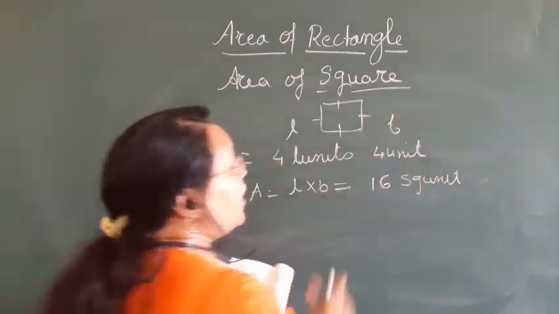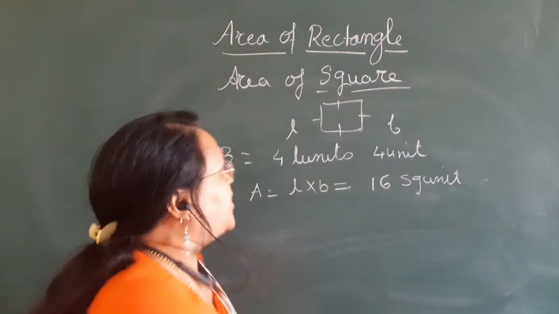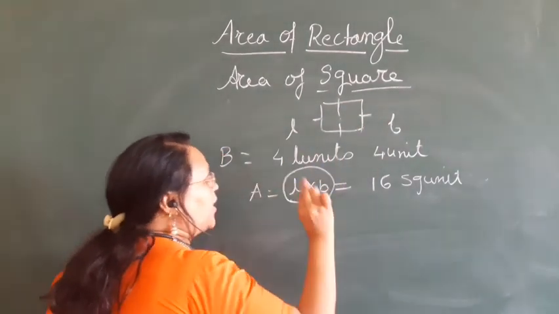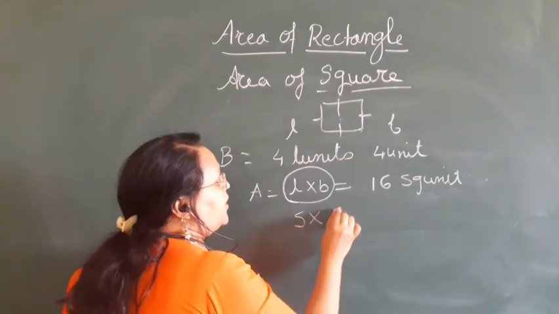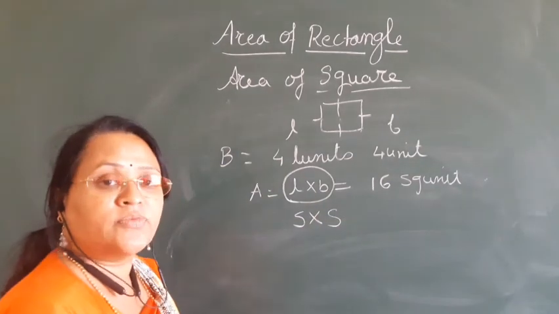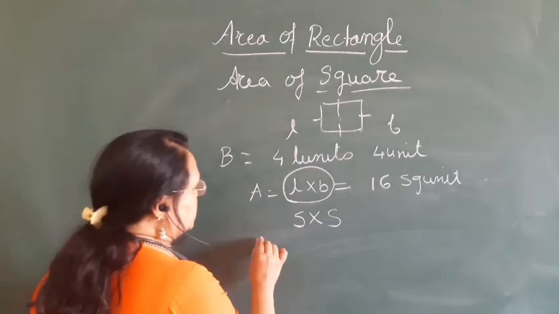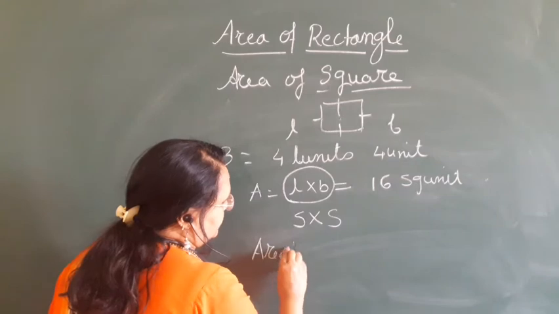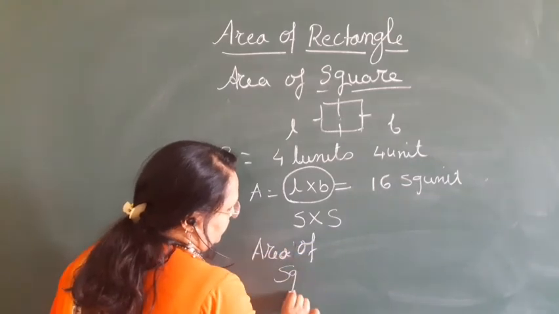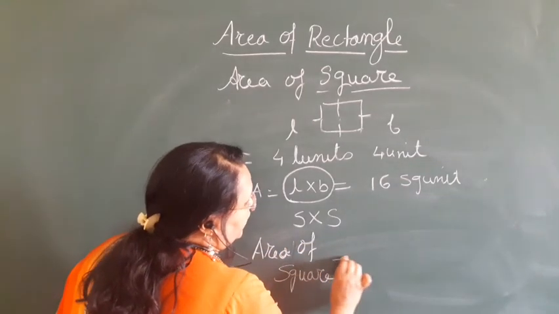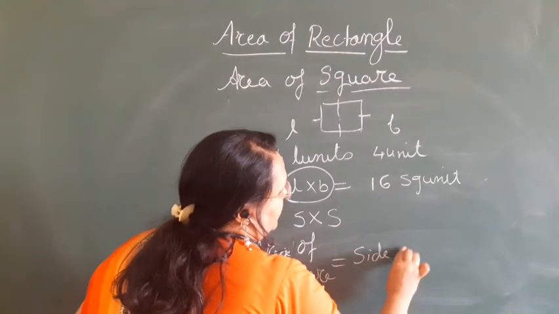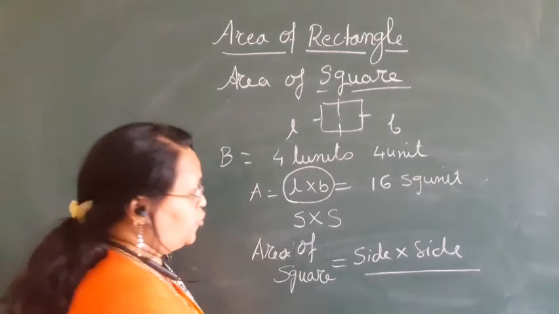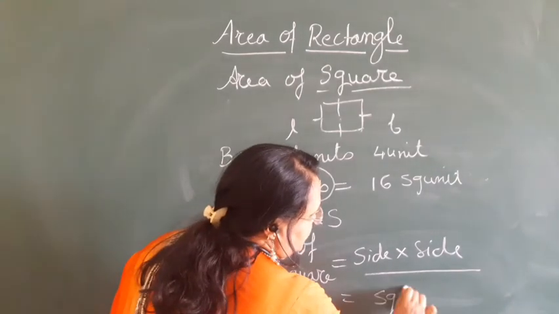But in a square, all sides are the same. So instead of length and breadth, we can write side into side. What can we write? Side into side. So the area of square equals side multiplied by side. And the unit is square unit.